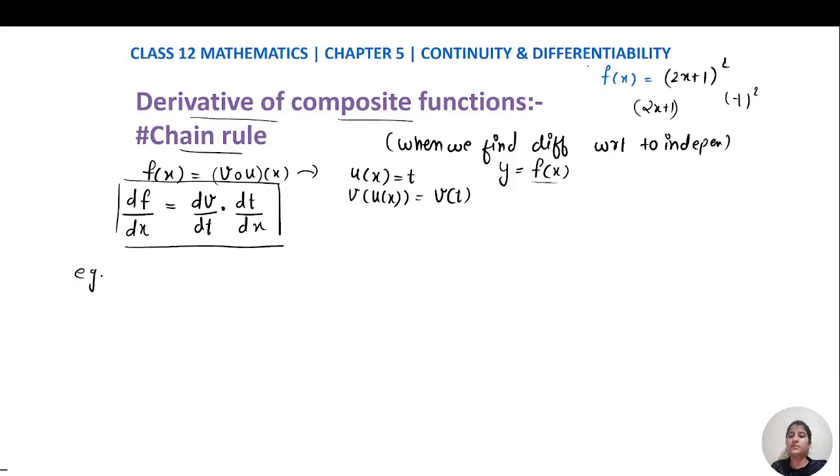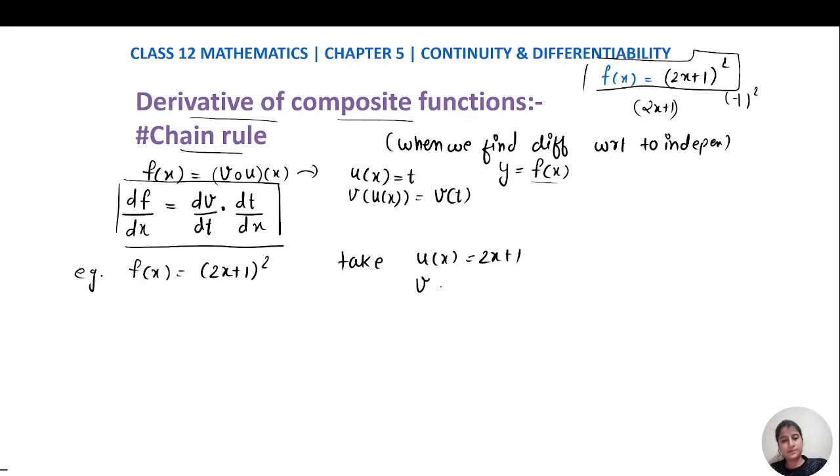Take the example with which we started this topic, f of x equals 2x plus 1 whole square. Take u of x as 2x plus 1, and v of t equals t square. We can easily differentiate these using standard formulas. Differentiating v with respect to t gives 2t, and differentiating u with respect to x gives 2. The derivative of the constant 1 is zero, and the derivative of 2x is 2 times the derivative of x, which is 1. So the derivative of u with respect to x is 2.